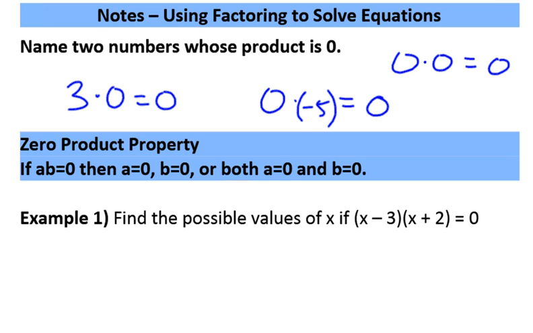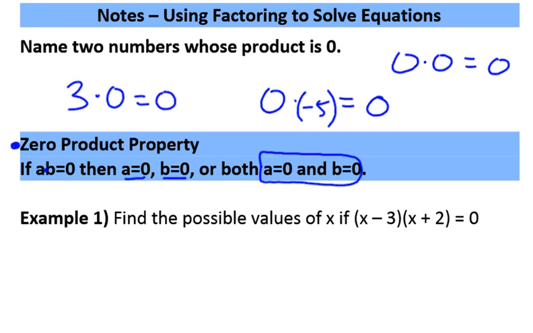So if I want to come up with two numbers whose product is 0, one of them has to equal 0. Here we have what's called the zero product property. Product means multiplying. It's a property that if I have two things being multiplied, A times B, so AB means A is multiplied by B, and that equals 0, then A equals 0, B equals 0, or both of them have to equal 0.